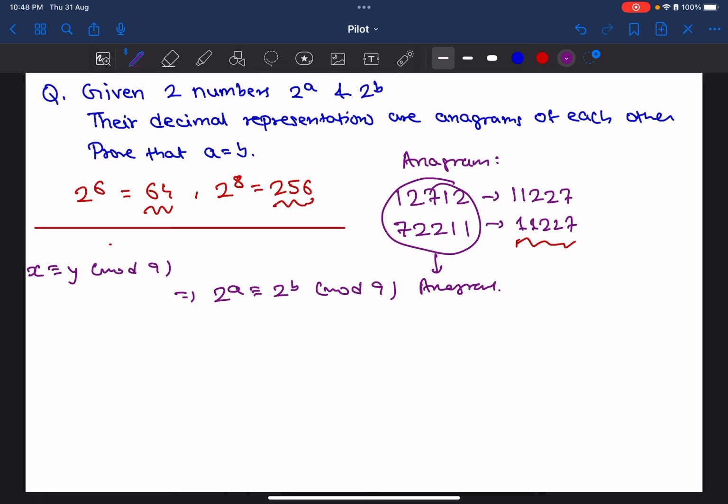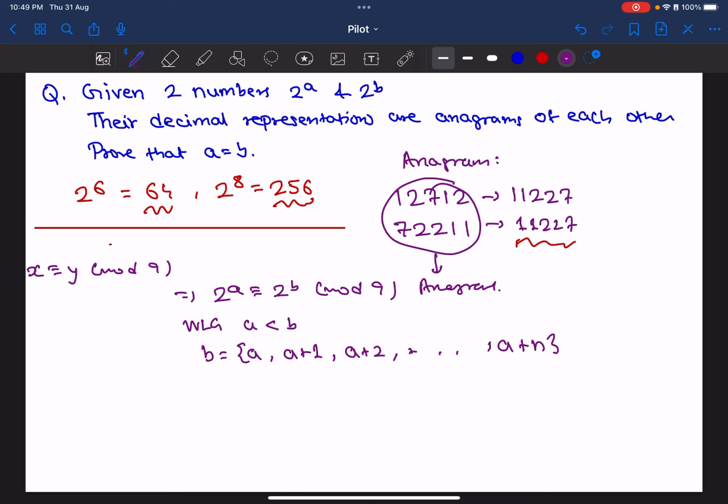So we have 2 to the power a is congruent to 2 to the power b mod 9. We want to prove that a equals b. Assume, without loss of generality, that a is less than b. Let's try different values for b. b can be a plus 1, a plus 2, a plus n, where n is an integer.